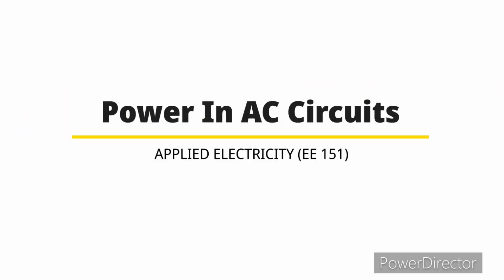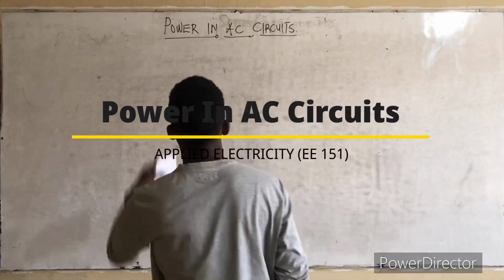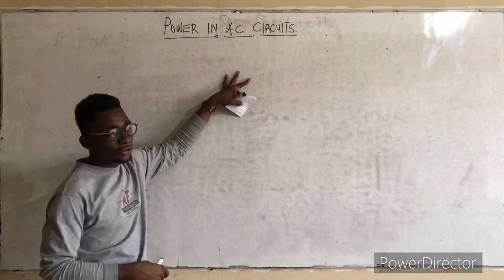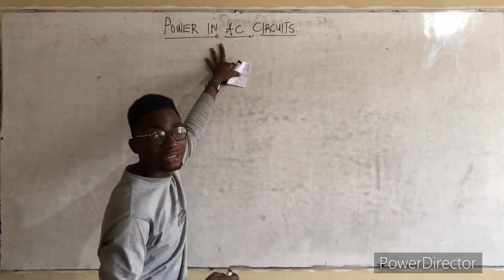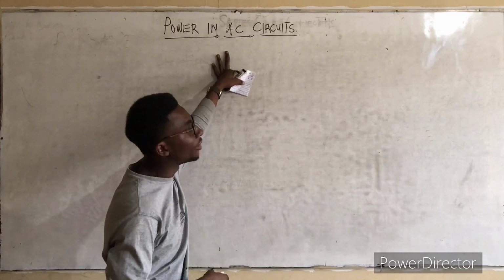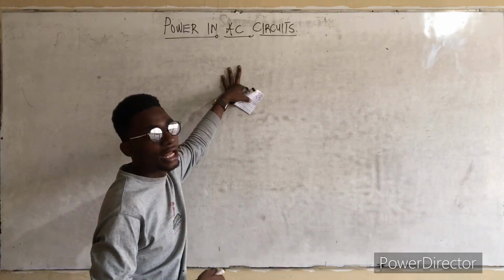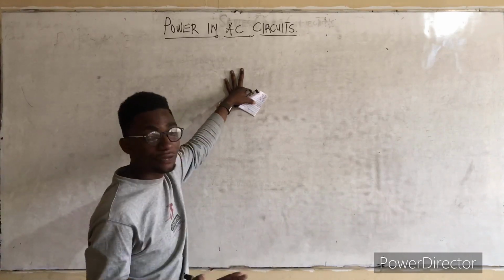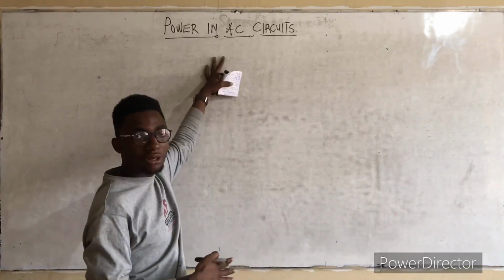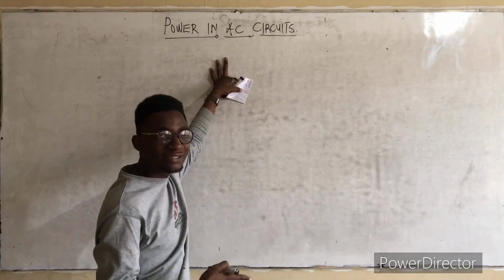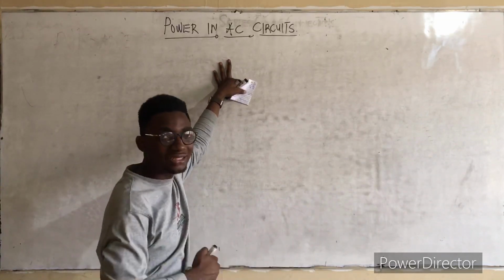Power in AC circuit. Alright, so today we are looking at power in AC circuit. Basically, there are three different kinds of power we are considering today. You have the apparent power, the active power, and the reactive power.